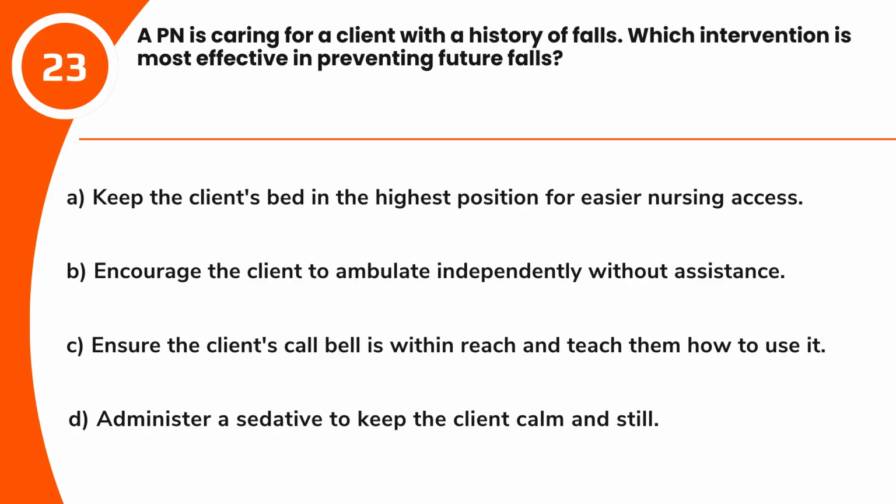Question 23. A PN is caring for a client with a history of falls. Which intervention is most effective in preventing future falls? A. Keep the client's bed in the highest position for easier nursing access. B. Encourage the client to ambulate independently without assistance. C. Ensure the client's call bell is within reach and teach them how to use it. D. Administer a sedative to keep the client calm and still.